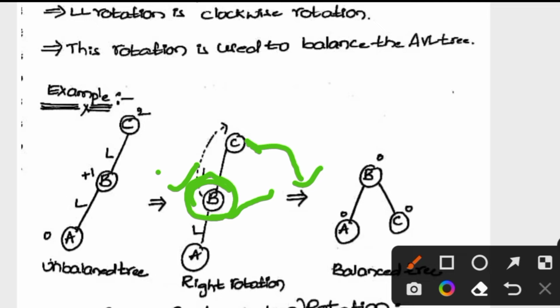After applying the LL rotation, we can calculate the balance factor of node A, which is 0, and of node C, which is 0. Next we calculate the balance factor of B. At node B, the height of the left subtree is 1 and the height of the right subtree is 1, so 1 minus 1. So the balance factor has become 0.